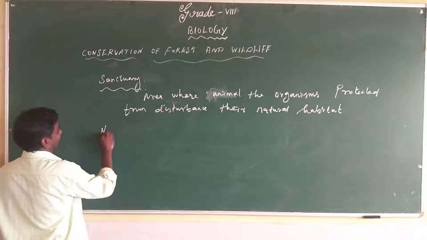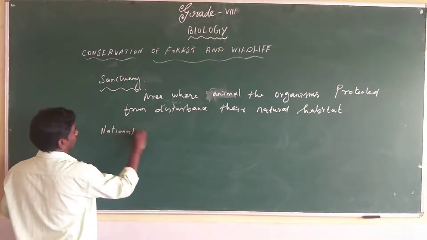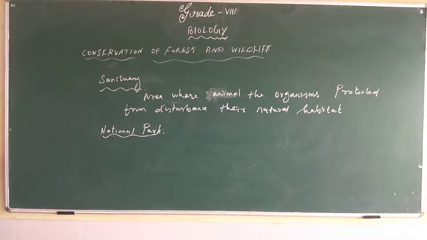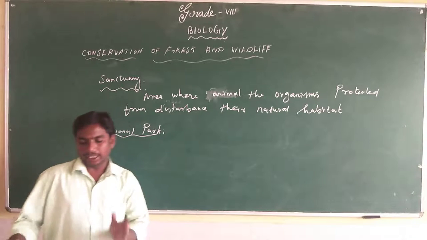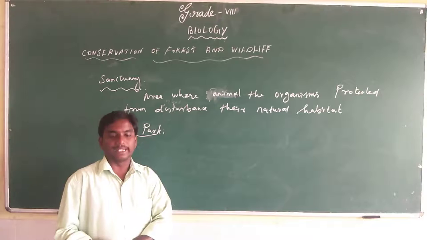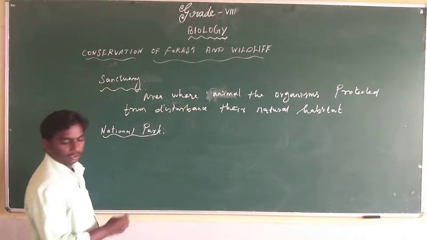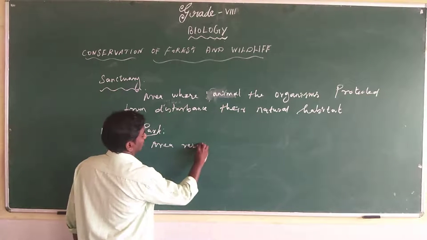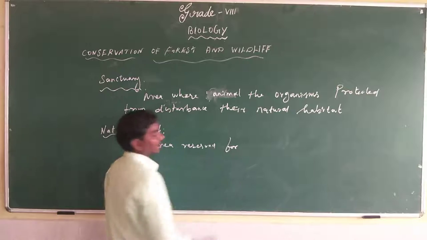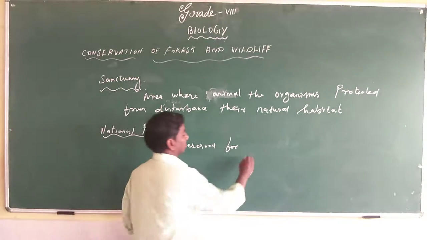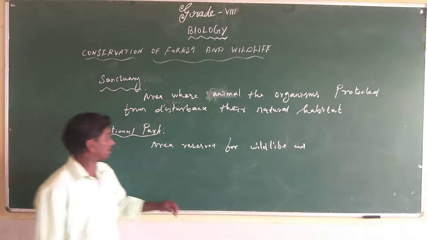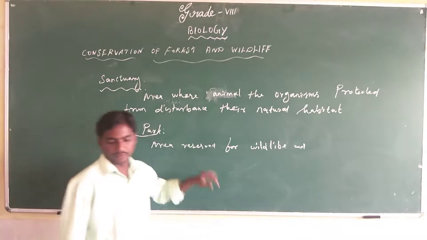Okay, and next one, the national park. They are saying Deji Punga, you know, so that is called what? That is a national park. Here the national park means the area reserved for wildlife where they can live freely.